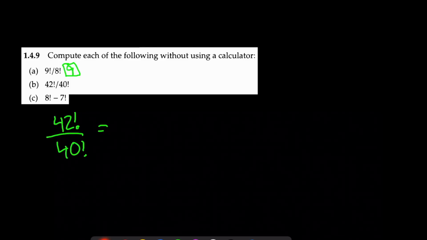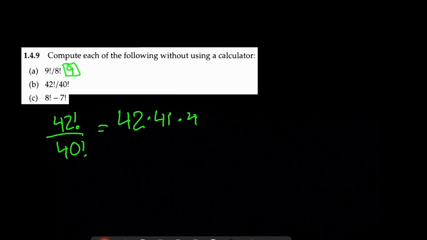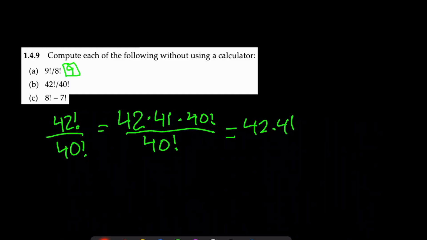Okay, now 42 factorial over 40 factorial. Now we can try doing the same thing as earlier. 42 times 41 times 40 factorial over 40 factorial is equal to 42 times 41. 42 times 41 is equal to 1722. So that's our next answer.